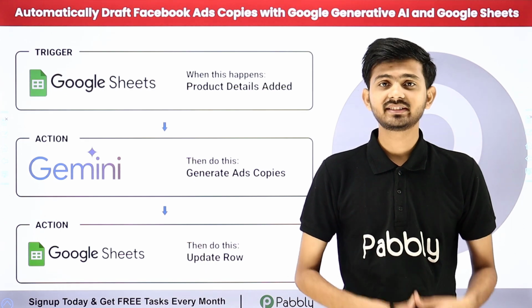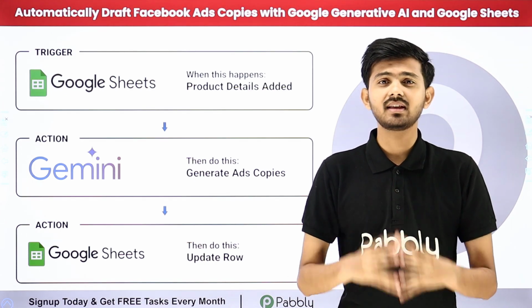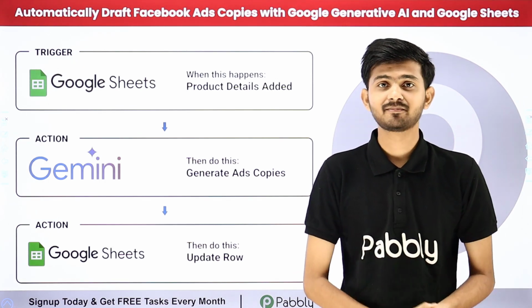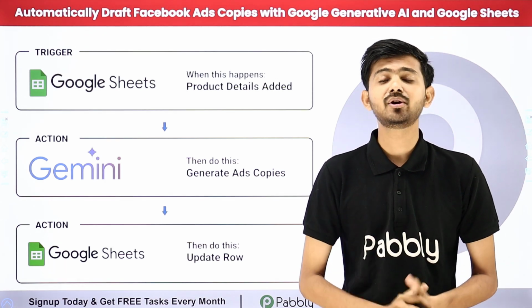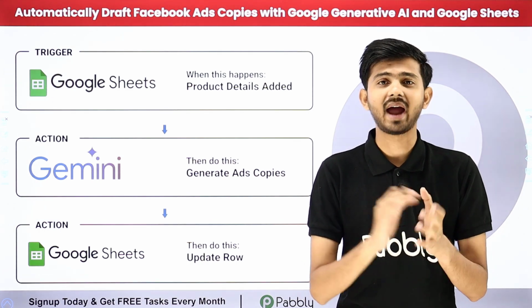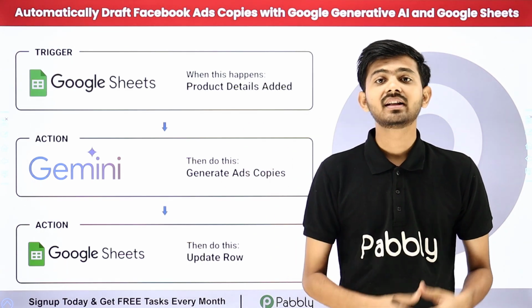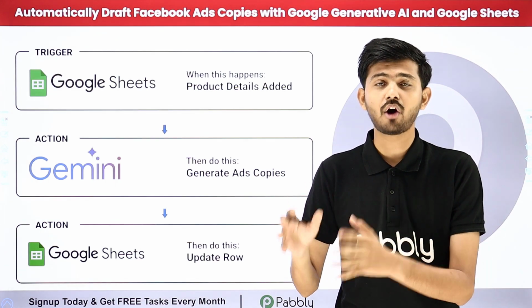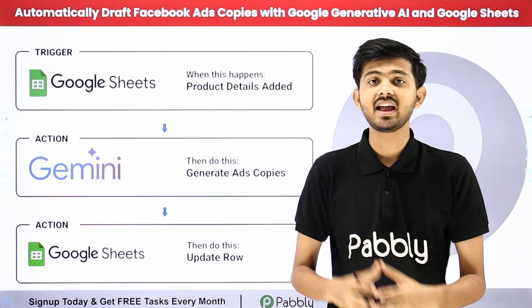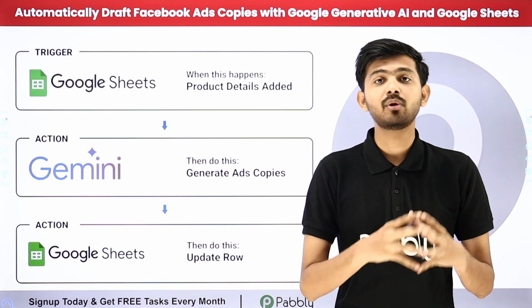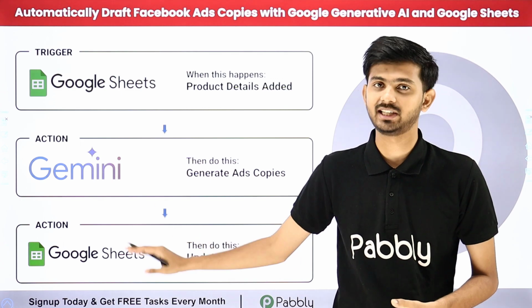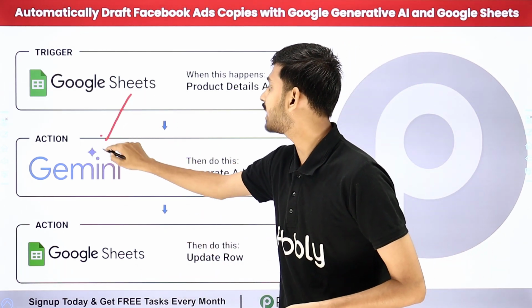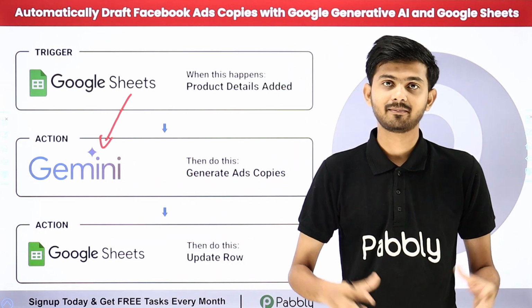So here what I want is that I'm running a digital marketing agency and I want to generate different ad copies for my client and their products. As I add the details of new products or a new brand of my client in Google Sheet, I want to automatically use all those details to generate or draft new ad copies using Google Generative AI, and after generating those copies, I want to add them back in my Google Sheet. So for my objective, I have to build a connection between Google Sheets and Google Generative AI, that is Google Gemini.